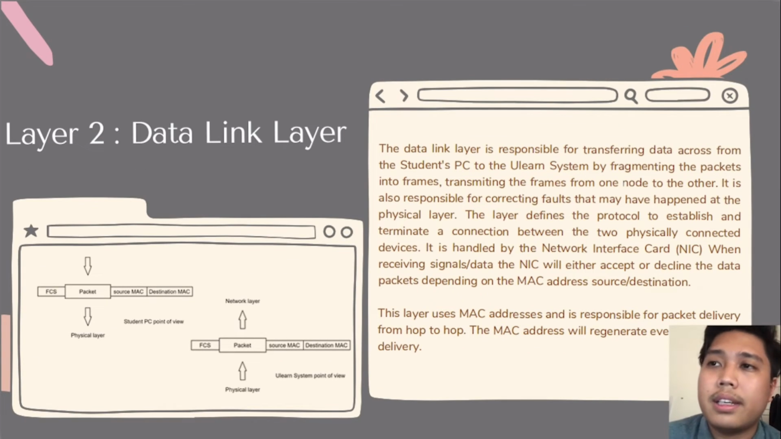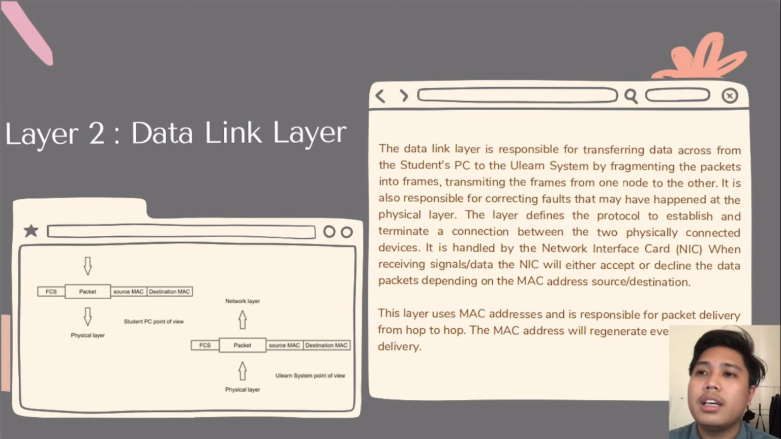Next is the data link layer. It's responsible for sending the data from the CPDC to the ULEN system by transmitting frames from one node to the other. So from the packets that we see from the network layer, this layer will break up the packets into frames and then transmit them to the destination. Also, this layer will correct any errors that happen at the physical layer.